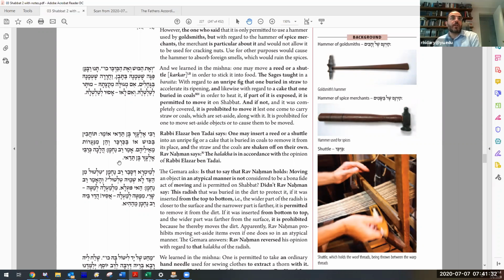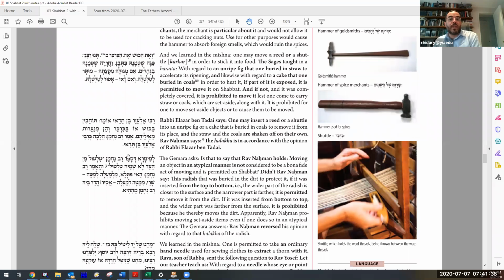Amar Rav Nachman, Halakha Rabbi Elazar ben Tadai. Rav Nachman says you can follow this lenient opinion. Now, did Rav Nachman really say that? Because he was more machmir another time. Does he agree that moving something in an indirect manner is not considered moving and is permitted?